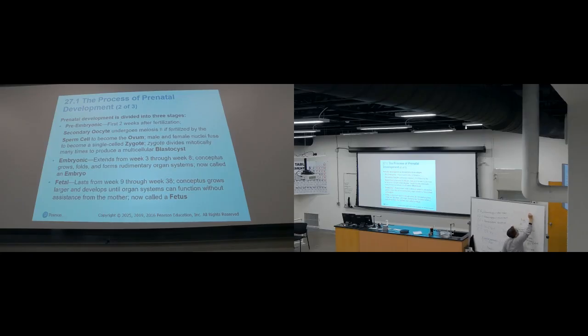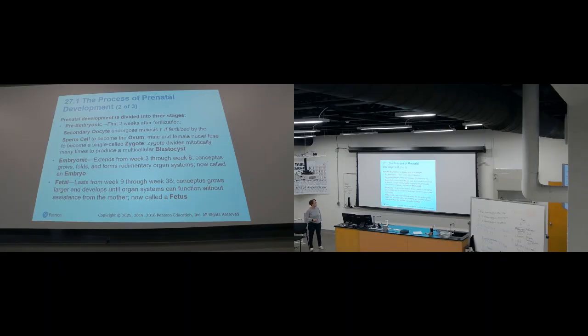So a morula will look like this. And you have early and late morula. So that happens between days 3 and 4. And then the embryonic period is extending from week 3 to week 8.